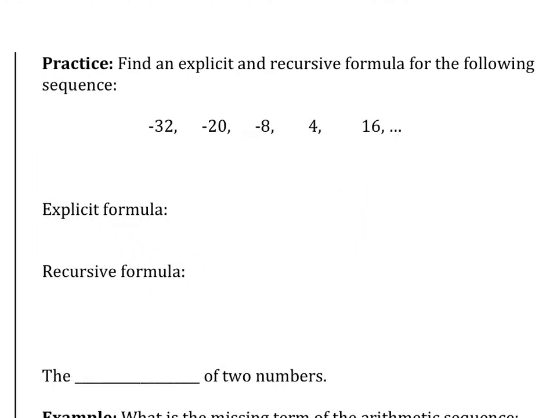All right. Go ahead and finish this one. Samantha, what is the explicit formula? An equals -32 plus 12 times n minus 1. Good. Okay, Terry, what is the recursive formula? An equals An minus 1 minus 42. Minus 32?